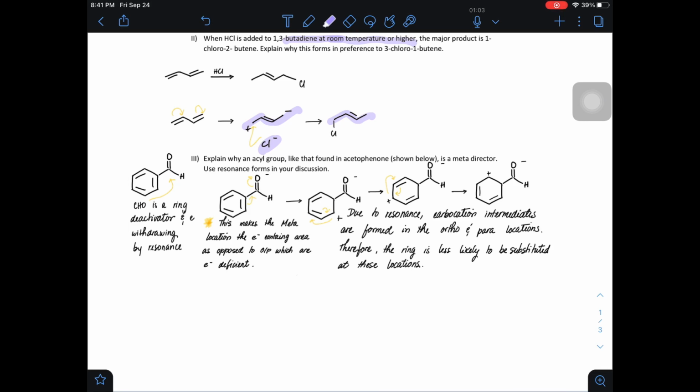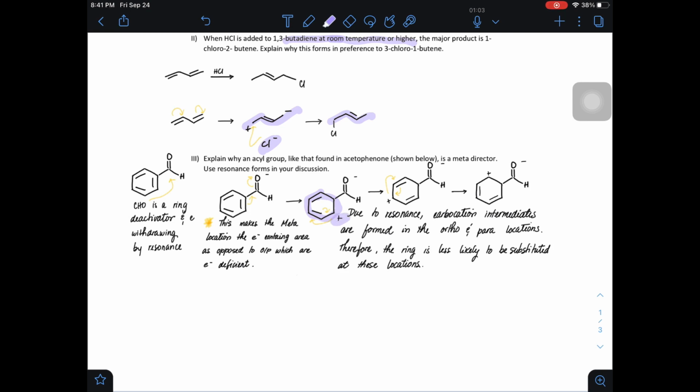Okay, so as we can see right here, we have to explain why an acyl group like the one found in acetophenone is a meta director. So as we can see right here, the acyl group is a ring deactivator and is electron withdrawing by resonance. So this makes the meta location the electron containing area as opposed to the ortho and para.